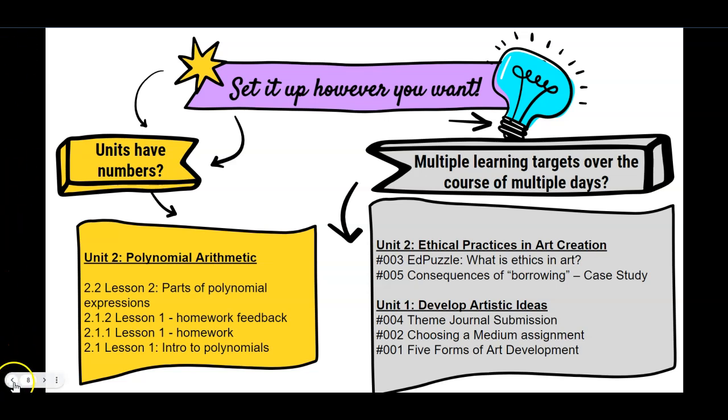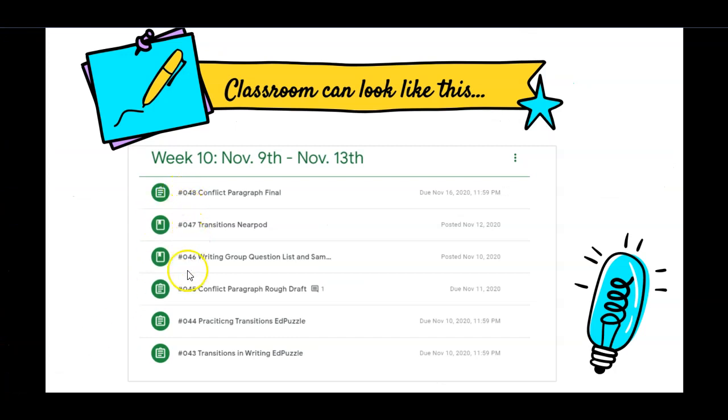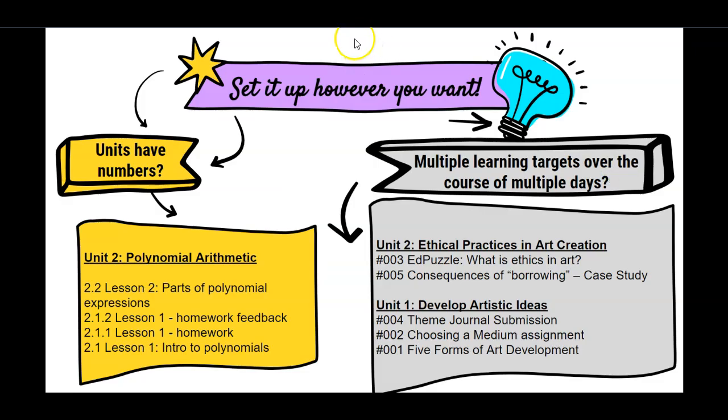Now, I did my numbering system. While I did a numerical system where I just used numbers and I started with 001 and then just went up, there are other different systems that you could use, whatever suits your needs, right? So like in a math class, you have units, right? So for example, unit 2 could be polynomial arithmetic. So the first one is 2.1, and that's a lesson, right? Intro to polynomials. 2.1.1 then could be the lesson 1 homework.